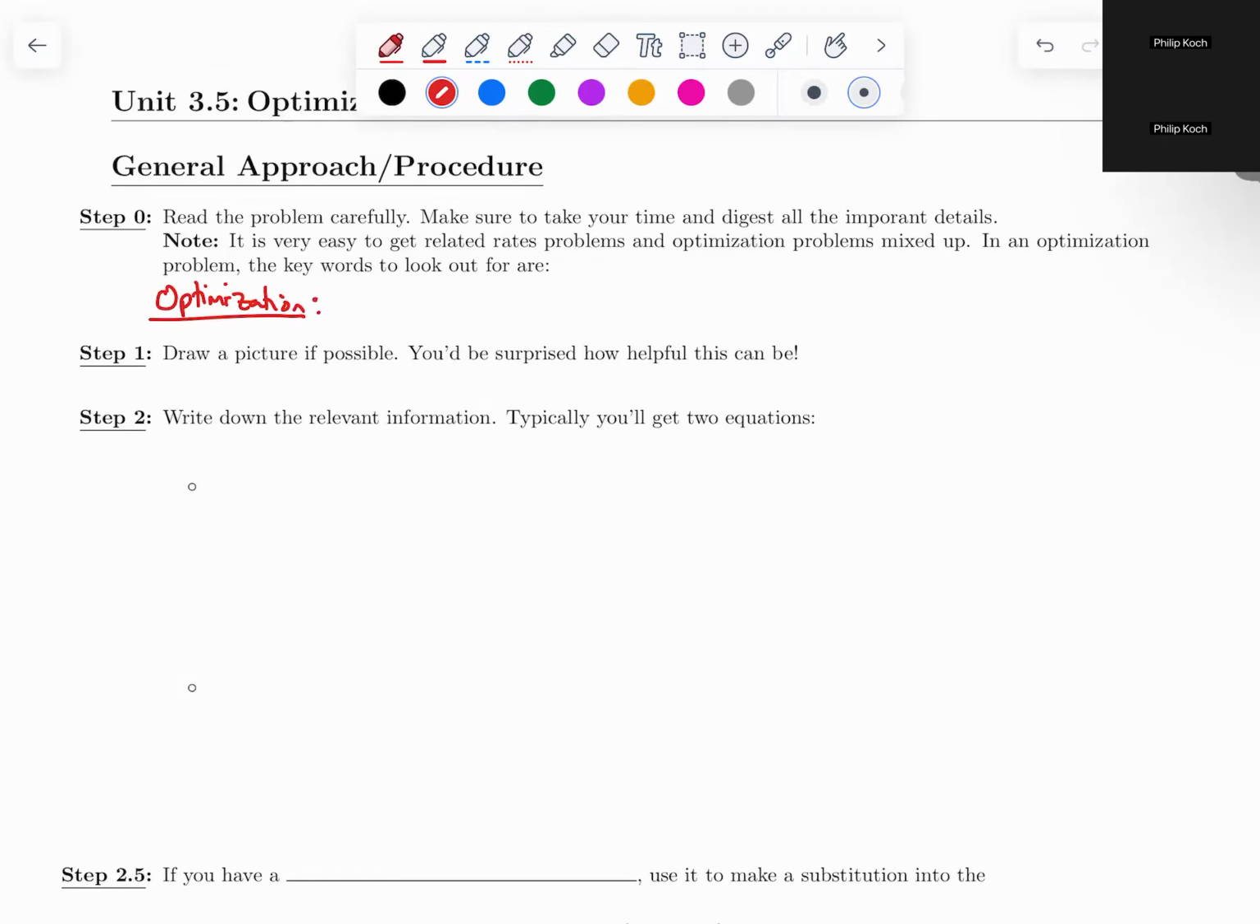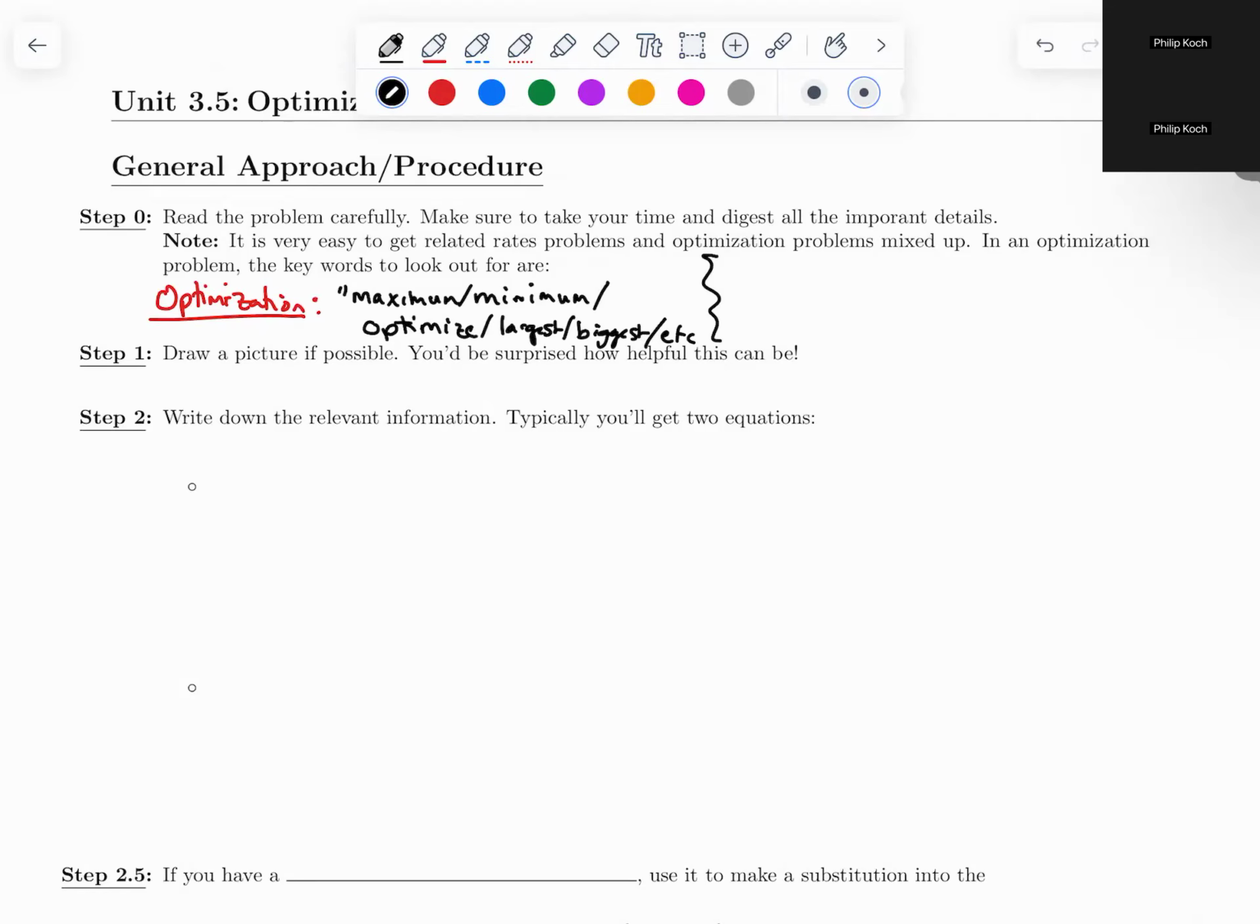You're looking for words like maximum, minimum, optimize, largest, biggest, etc. That's how you can tell it's an optimization problem. If it says in a problem you want to find its largest size, or find when the volume is at a minimum, that means it's optimization. You're trying to optimize a problem. That's what it means to optimize.